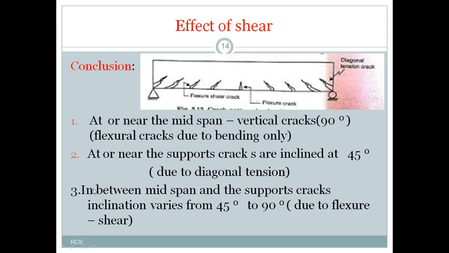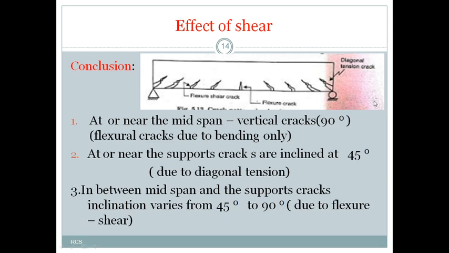Now I have chosen one more element, that is in between midspan and the support. The condition there is that the cracks vary in inclination between 45 degrees and 90. So these three cracks, 1, 2, 3, are in between the mid of the beam and the support. The inclination of those cracks is 45 degrees to 90 degrees. Here both may happen, flexure or shear. That's why these cracks will happen due to flexure as well as shear. So these are the conclusions I have drawn.